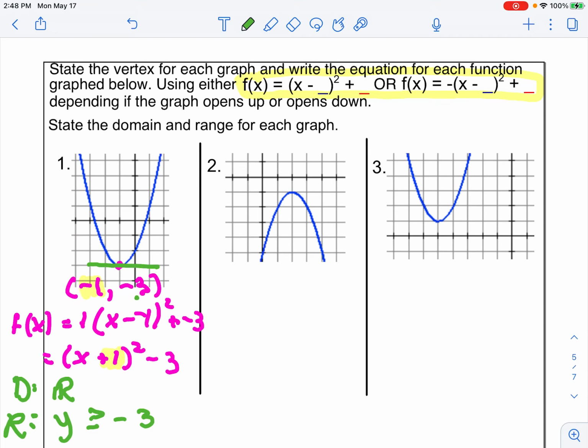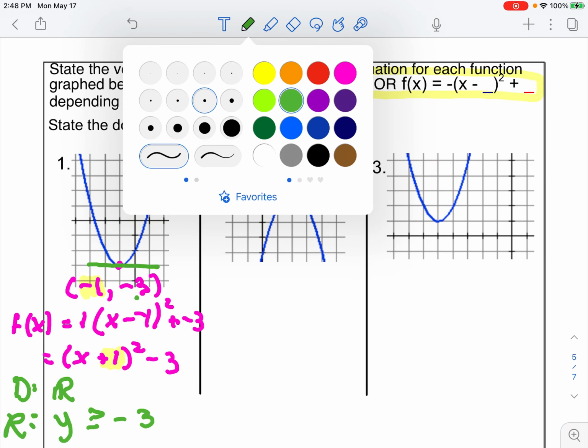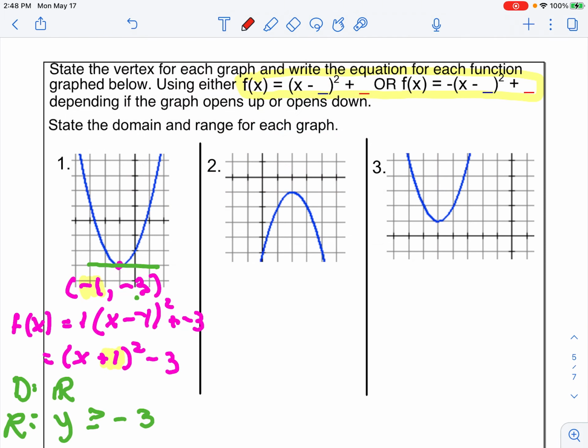Okay, let's try the second one. Again, I will try this one with you. You may want to pause the video, though, if you're ready, and try it on your own. All right, this vertex right here is the ordered pair 2, -1.